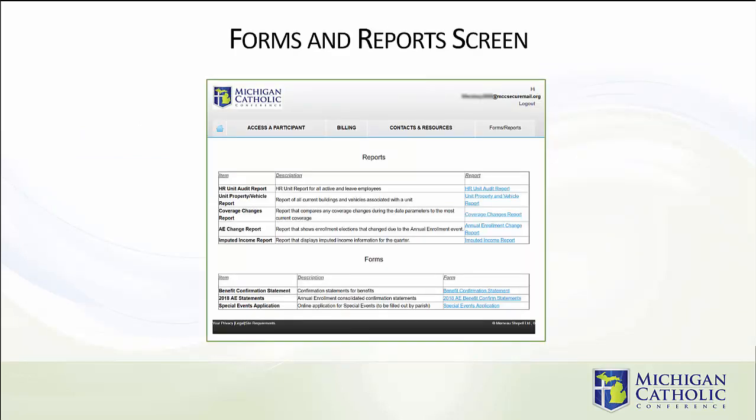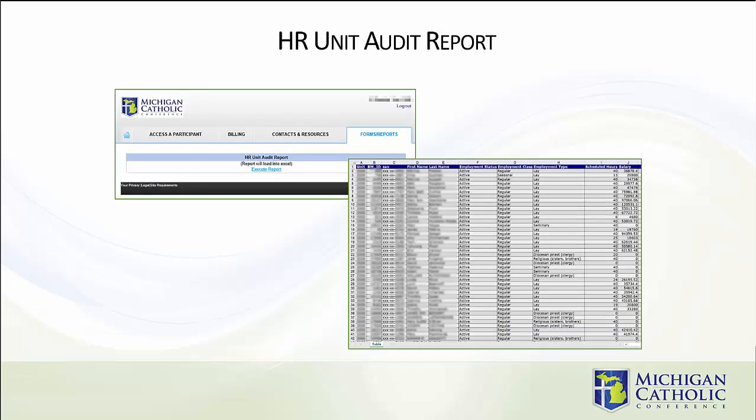Replacing the former quarterly audit report, the HR Unit Audit Report is available for you to pull whenever you want to review the data MCC has on each of your employees. Think of it as a realignment tool. If you identify a problem, it's imperative that you correct the information as soon as possible. To access, click on the Forms Report tab, then choose the HR Unit Audit Report. Click on Execute Report, and the report will generate and load into an Excel spreadsheet.